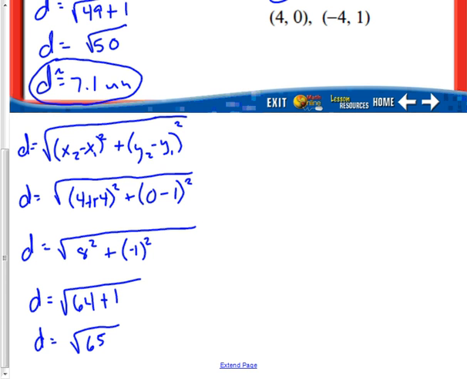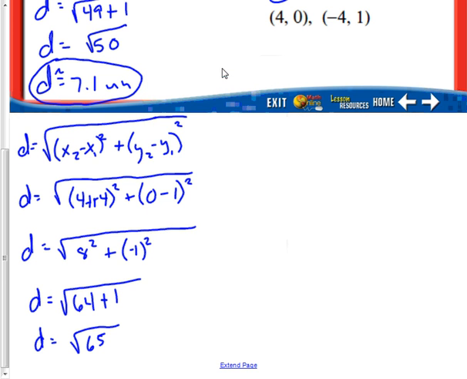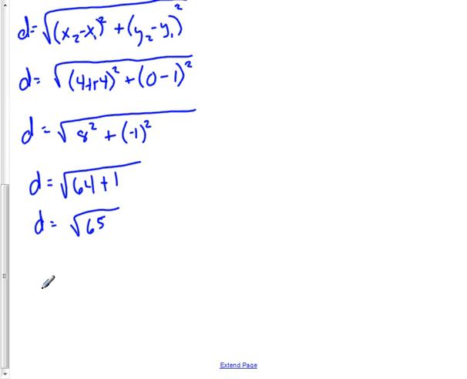So now we'll go to our calculator and figure out what is the square root of 65, and that's about 8.1 units. So right here for our answer, we'll be able to say d equals about 8.1 units for our distance for that second point.